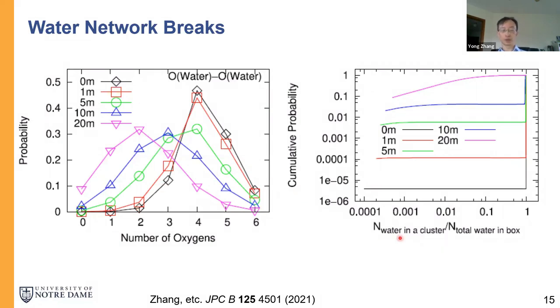Similarly to the TFSI cluster size distribution, we also did the same for water. You can see here, at low concentration, there's almost no isolated water, as you expect. So all the water is connected in a big network.